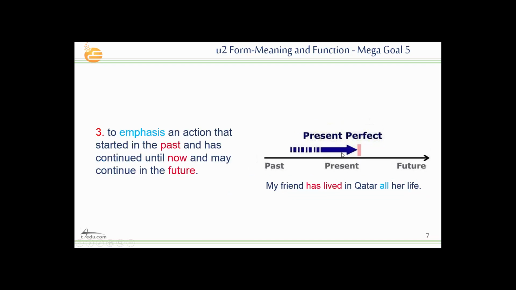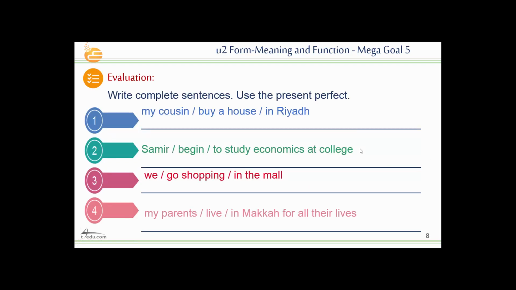Okay, the third one is to emphasize an action that started in the past and has continued until now and may continue in the future. So this action started in the past, has continued until now, and may continue in the future. Past, now, future, three tenses. That emphasizes this action. For example, the sentence here is, my friend has lived in Qatar all her life. My friend has lived, present perfect, in Qatar all her life. All is also a keyword for the present perfect. She lived in the past, and now she is living, and in the future she will live. So something happened for all this time, from the past till now, and it may continue in the future.